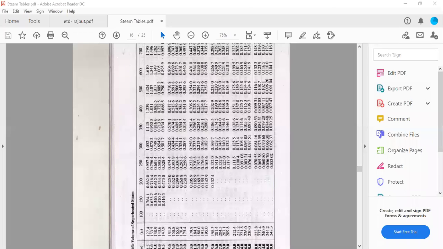Then C2 square minus C1 square is to be converted into kilojoule by dividing by 1000. So in that way, the substitution is made here. C1, C2 are given, and only H2 is to be found out. So the final enthalpy of steam is worked out to be 2726 kilojoules.